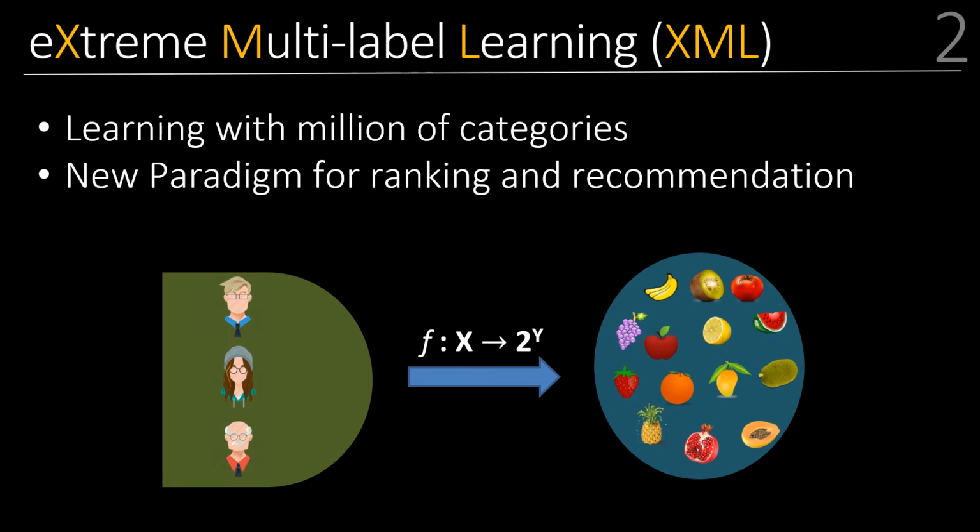First, let me take a few minutes to give you a brief overview of extreme multi-label learning that deals with problems with millions of labels. The aim in extreme multi-label learning is to tag a data point with the most relevant subset of labels from an extremely large label set. Note that the problem is multi-label, where each label may be present or absent independently.